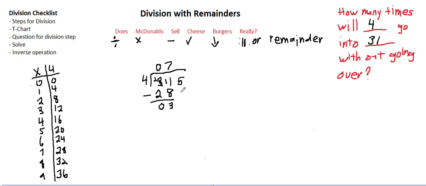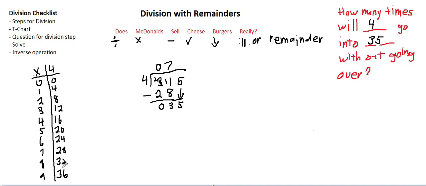So now I bring down. I'm going to bring down the 5. So now I switch up my question here, so I always have this up to date, so I'm asking myself the right thing. How many times will 4 go into 35 without going over?